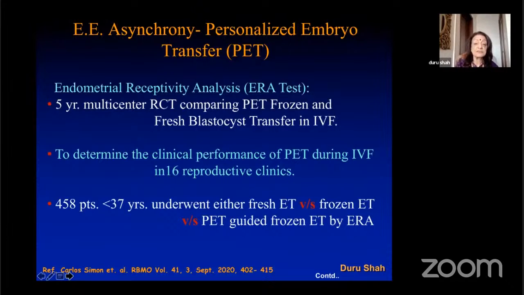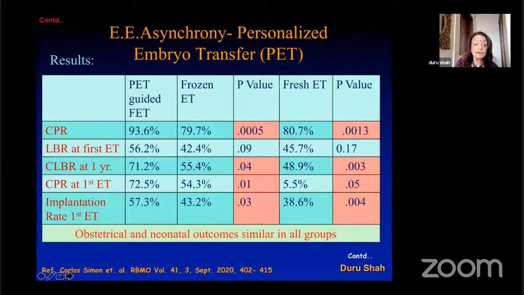And in order to determine this, they enrolled 16 reproductive clinics where 458 patients less than 37 years underwent either fresh ET versus frozen ET versus PET guided frozen embryo transfer, which was preceded by ERA. If you look at their results, look at the implantation rate. This is what I wanted to focus on.